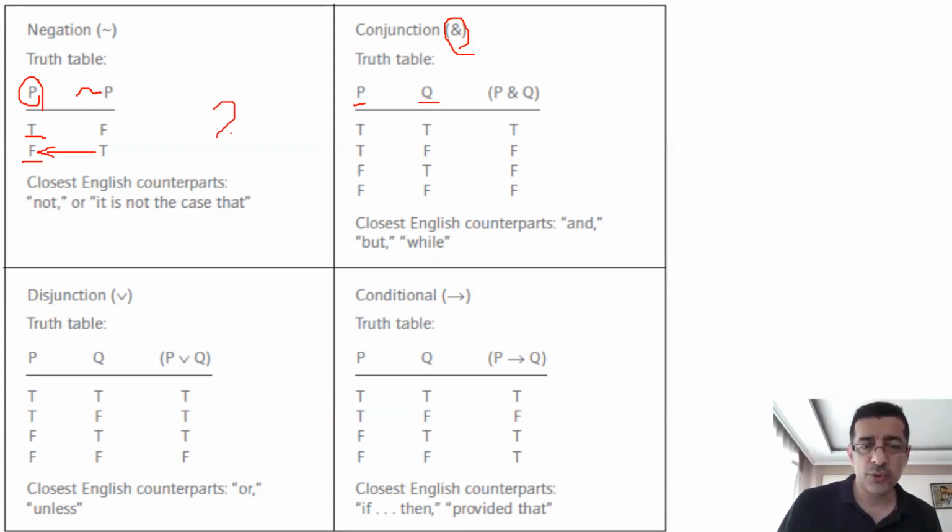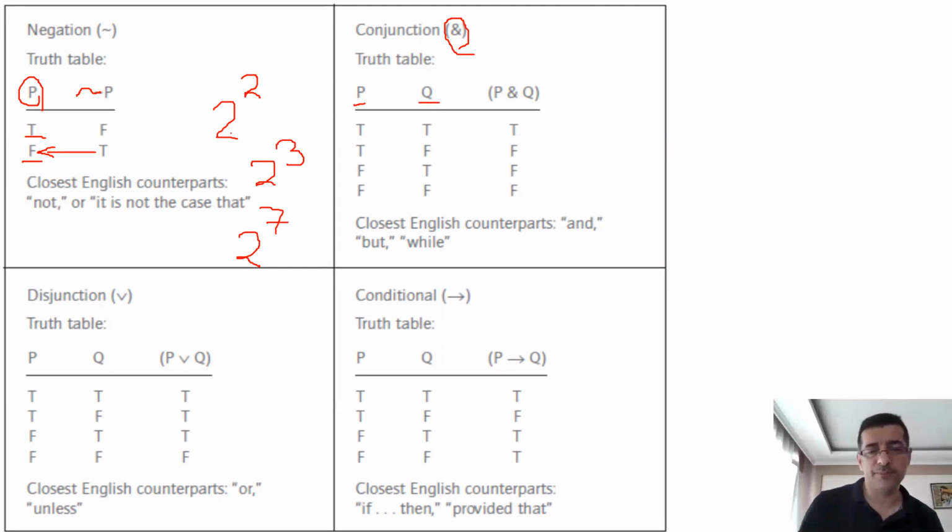So we have two raised to the proposition number. It means if you have two propositions, you will raise it to the second power. If you have three, you will raise it to the third power, and so on and so forth. So if I have, let's say, 7 propositions, I'll raise it to the 7th power. Now that we have 2 propositions, I'll raise it to the 2nd power, which makes it 4 rows or 4 lines.